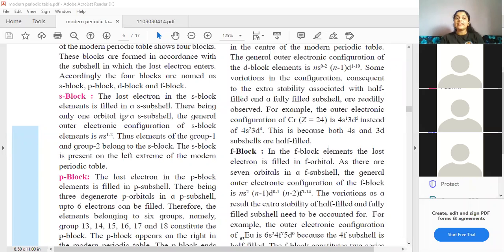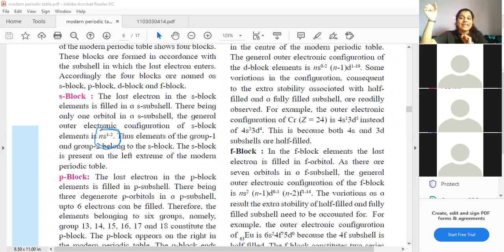So there being only one orbital in the s subshell, the general outer electronic configuration of the s block is this. Here they have written the general configuration of the entire block. If I have to write for group 1, I will write ns1. If I have to write for group 2, I will write ns2. And s has a capacity of 2 electrons only, but right now I am writing for the s block overall. Your s block comprises only 2 groups, which makes sense because in the s subshell only 2 electrons can be entered.